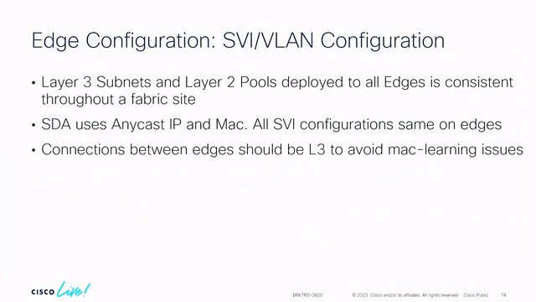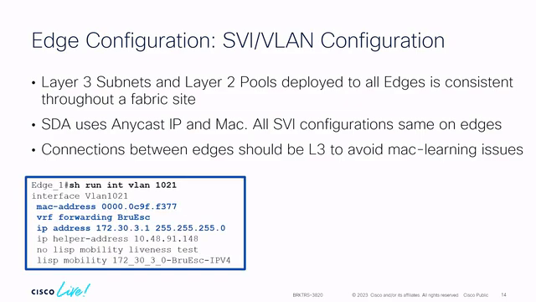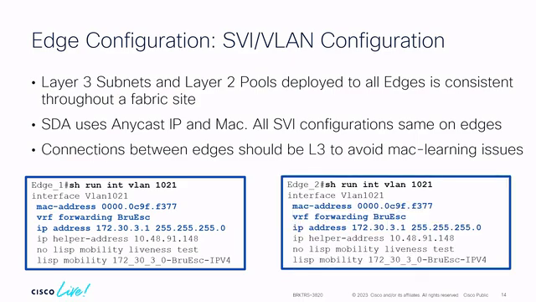So we also have the SVI and the VLAN configuration. We use IP anycast, so that means the same IP address is used on every edge device. If you have 100 edge devices, they all use the same configuration. Here, for example, show run interface VLAN 121. You can see we use a static MAC address, the VRF to link it to the virtual network, and the IP address. And this specific IP address will be used on edge 1, edge 2, edge 3, edge 4. No matter how many edge devices you deploy inside the fabric, they all use the same MAC address, they all use the same IP address.